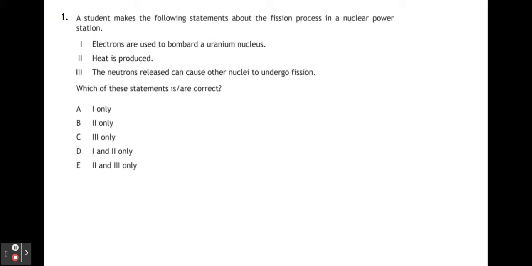Firstly, electrons are used to bombard a uranium nucleus. Secondly, heat is produced. And thirdly, the neutrons released can cause other nuclei to undergo fission. Which of these statements is or are correct? Pause the video and see if you can work it out.